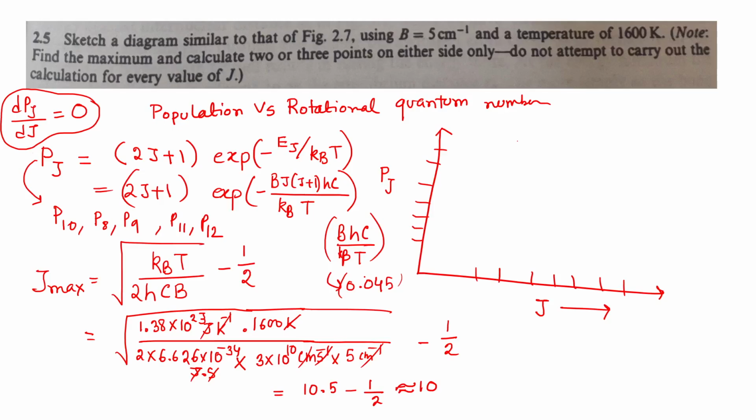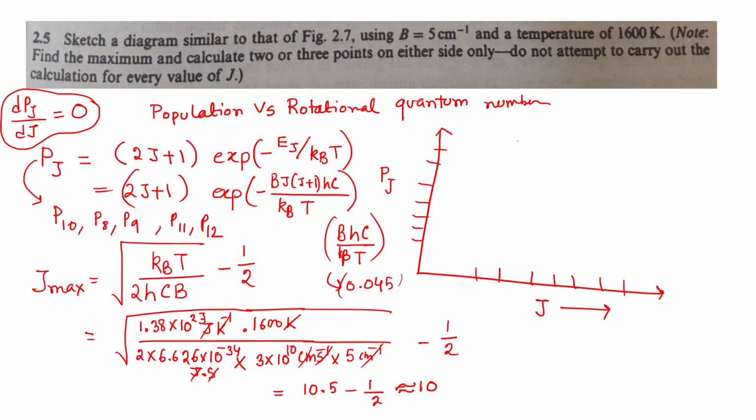Let us actually calculate. B is 5 centimeter inverse. So 5 into H. H is 6.626 into 10 to the power minus 34. Then into C, C is 3 into 10 to the power 10. Then divided by KB. KB is 1.38 into 10 to the power minus 23 joule Kelvin inverse.